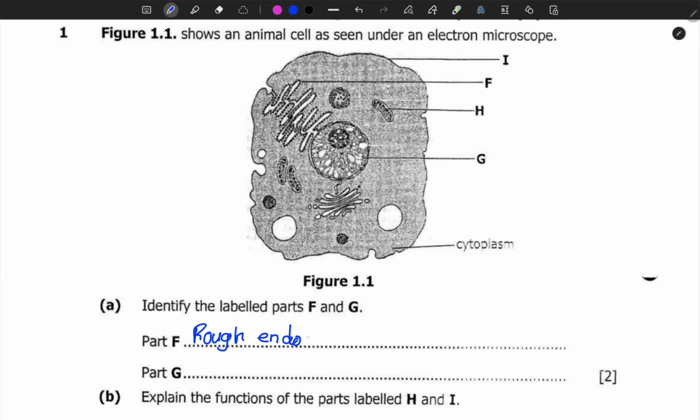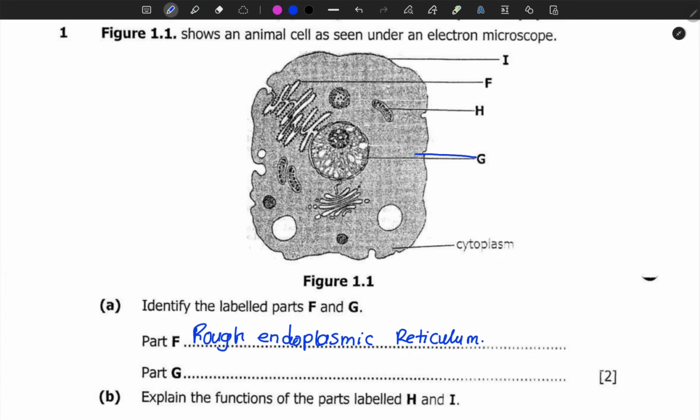endoplasmic reticulum. So the presence of ribosomes gives this the name of rough endoplasmic reticulum. Then, if this structure has no ribosomes, we would have named it smooth. So the difference between smooth and rough is that smooth does not contain ribosomes, while rough contains ribosomes on the surface. Then what of part G?